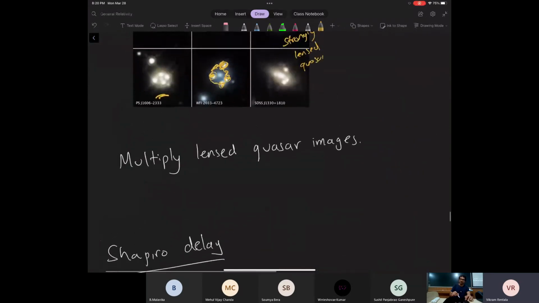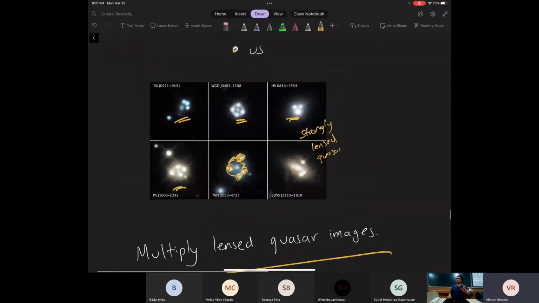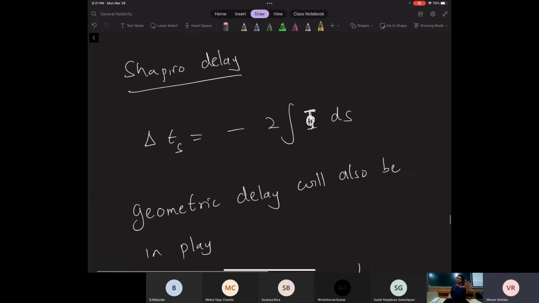Now, these multiply lensed quasar images actually turn out to be very useful for something else. Let me tell you about another effect of gravitational lensing, which again I'm not going to derive. From the geodesic equation, calculating the perturbation to the geodesic equation, you not only get a path difference in space, but you get a path difference in time for the light that travels from the source to us. That path difference causes a delay in the time or the clock that is moving with the light beam.